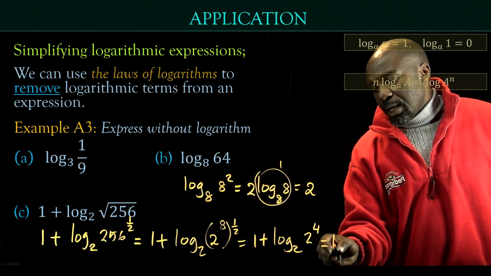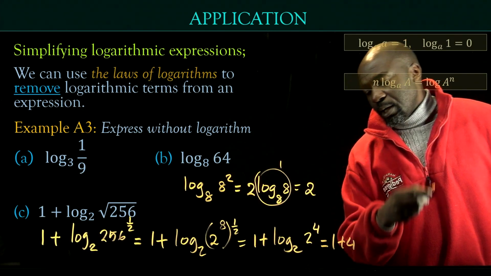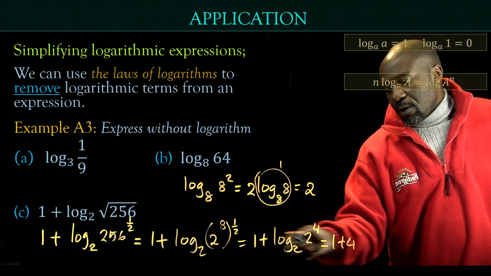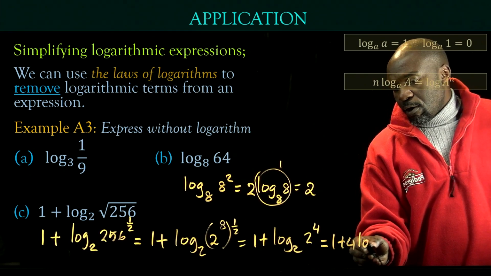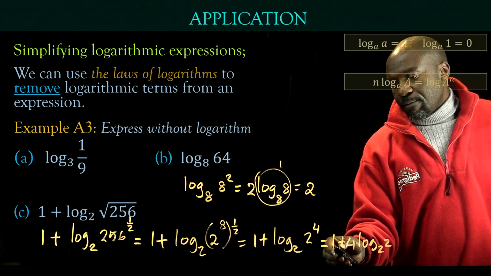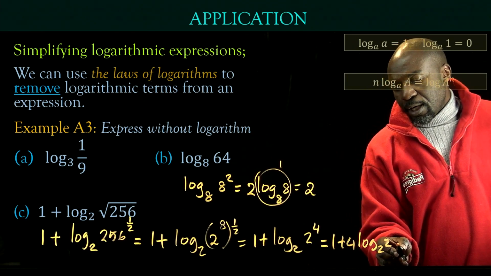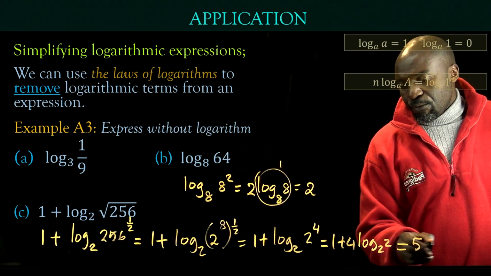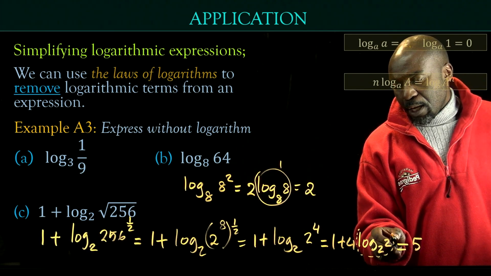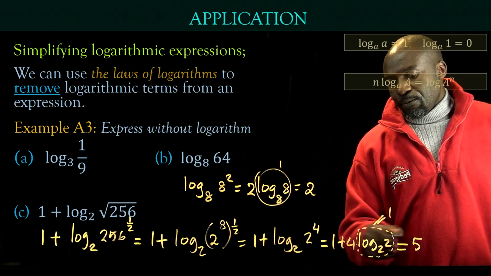Well, this is 1 plus 4, so I take 4 to the front according to law number 3 there. This is law number 3. So take the 4 to the front, so I have 1 plus 4 log to base 2 of 2. Well, log to base 2 of 2 is 1, so I have 1 plus 4 times 1. So then it's just 1 plus 4, which is 5, since this bit there is equal to 1.